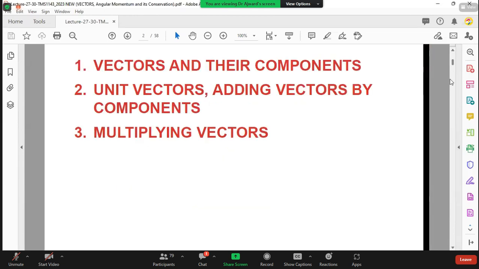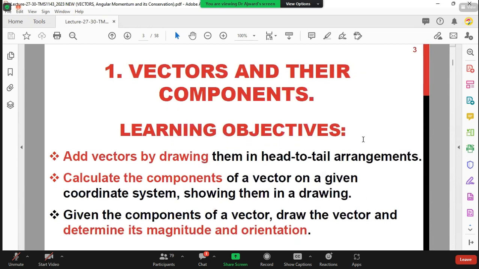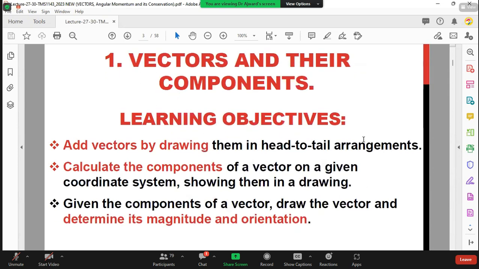And so first we will go through the vectors and their components. So these are the learning objectives. During the lecture, if you have any question, you can type it in the chat box.